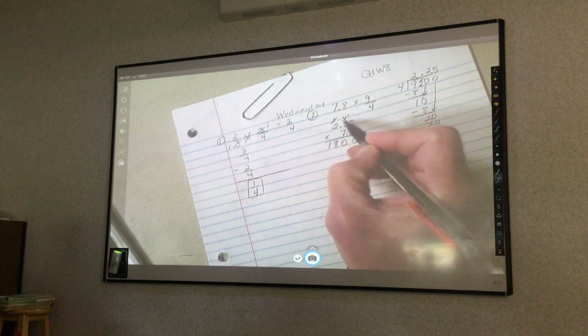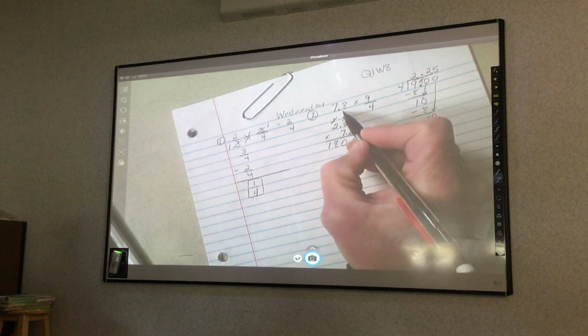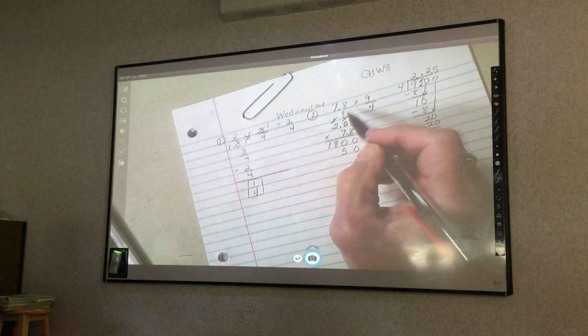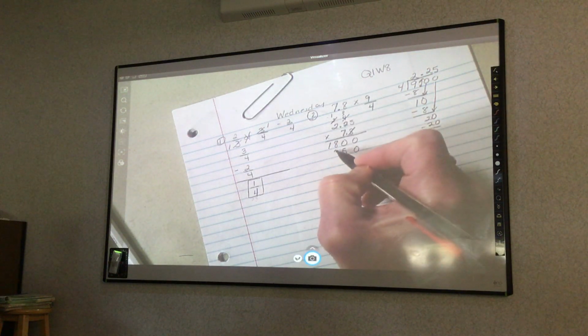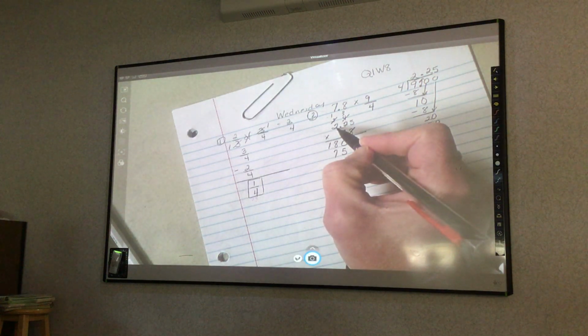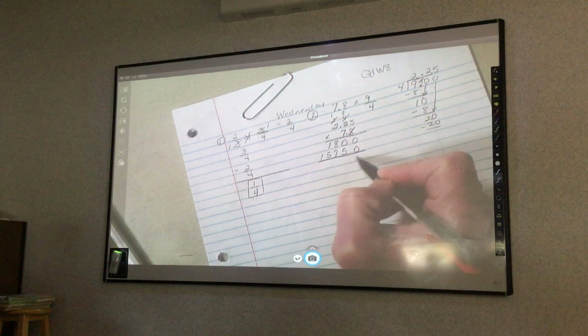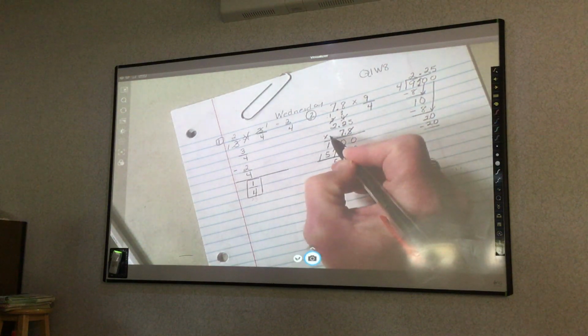Cross off what I've used. Add a 0. 7 times 5 is 35. Carry the 3, leave the 5. 7 times 2 is 14. 14 plus 3 makes 17. Carry the 1, leave the 7. 7 times 2 is 14 plus 1 makes 15. Add it all up, and 8 plus 7 is 15. Carry the 1.